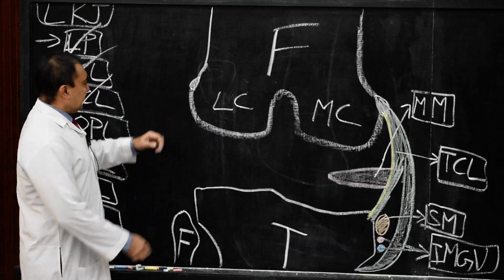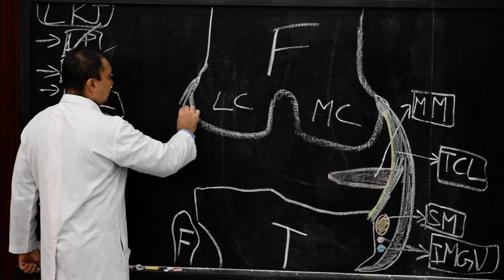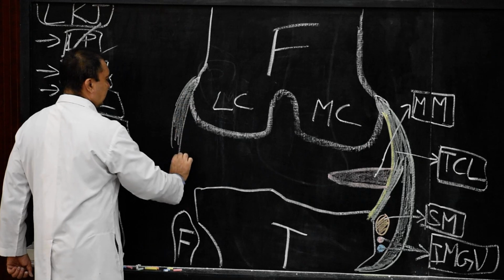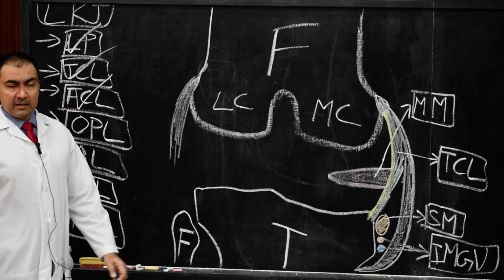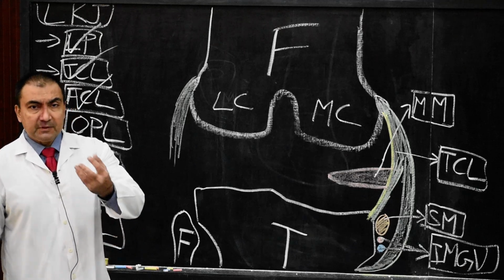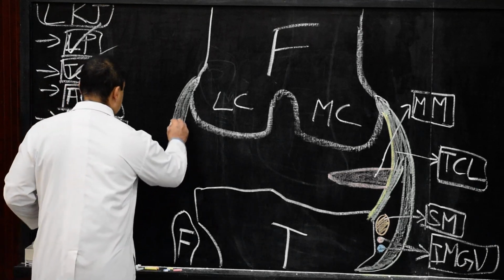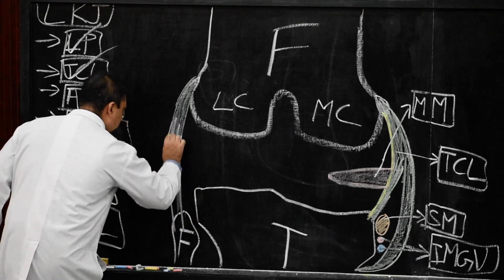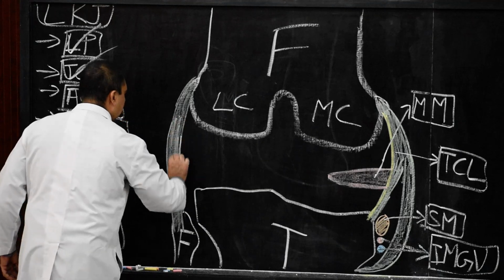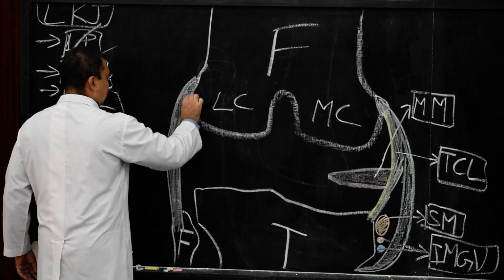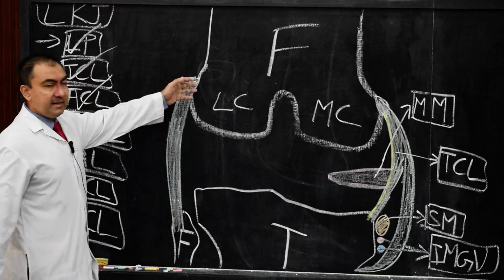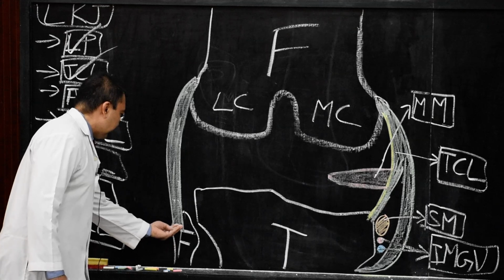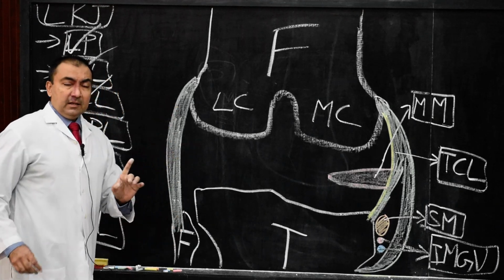Second, you have to draw this ligament. The upper end is attached to the lateral epicondyle of the femur, and lower down it will be attached to the apex of the styloid process of the fibula. So this will be the fibular collateral ligament. The upper end is attached to the lateral epicondyle of the femur, the lower end to the apex of the styloid process of the upper end of the fibula.